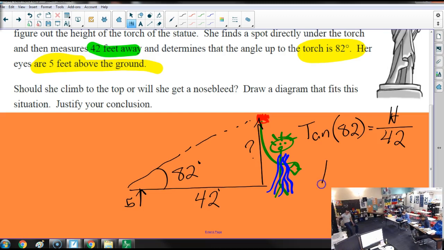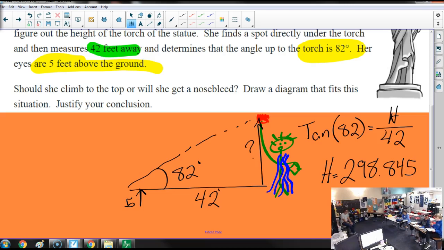That's what the 42 times tangent 82 got? Yes, 298.84. It's 298.845, so it'd be 298.85.